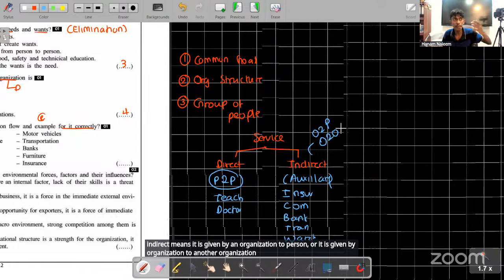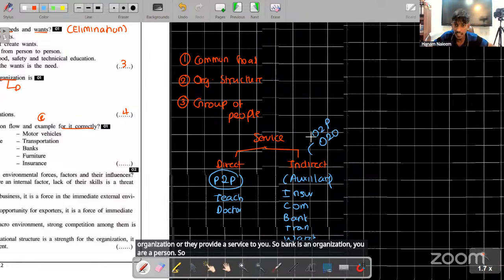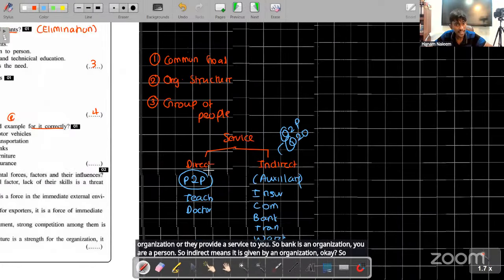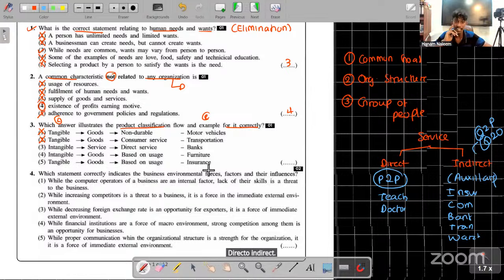So indirect means it is given by an organization to a person, or it is given by an organization to another organization. Think about a bank. A bank is an organization. They provide a service to a business. So the business is an organization. Or they provide a service to you. So the bank is an organization. You are a person. So indirect means it is given by an organization. So here, look at banks. Direct or indirect? It should be indirect. So the third one is also wrong. You can't take it.